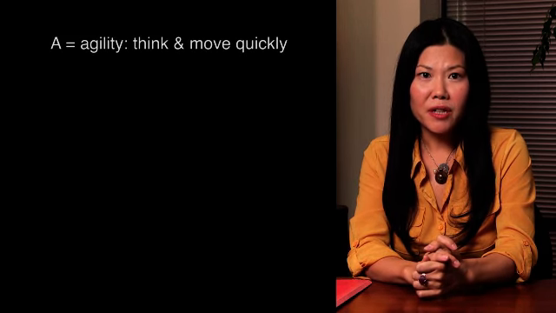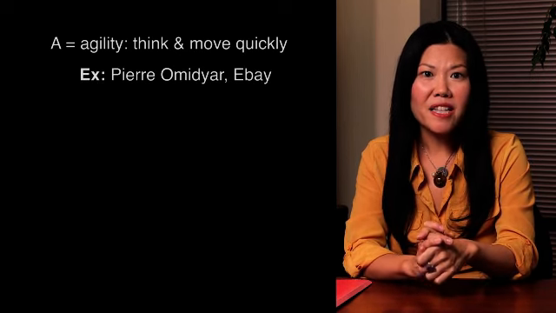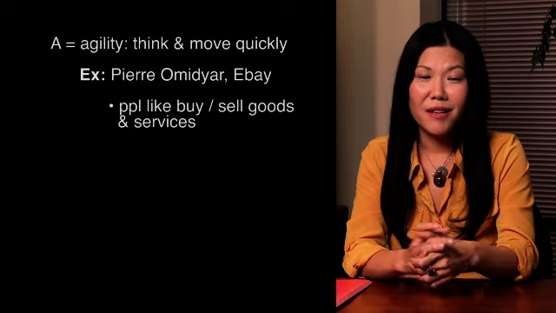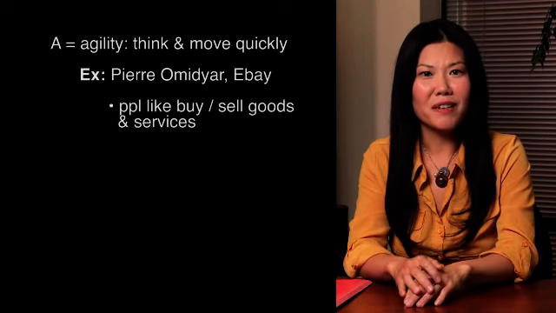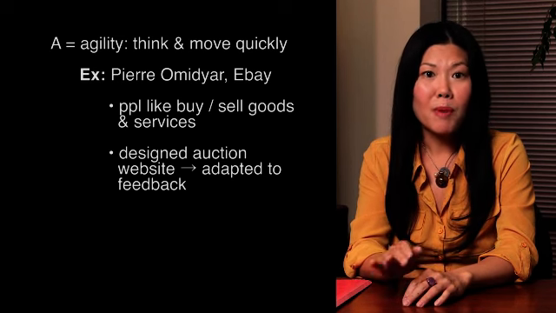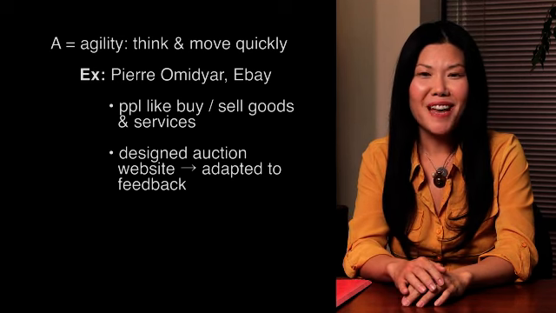Finally, agility. Agility is being able to think and move quickly. A good example of agility is Pierre Omidyar, who started eBay. He saw that people like to buy and sell their own goods and services in an open marketplace. So he designed an auction website. Very quickly, he adapted to people's feedback about what they wanted. That's agile thinking.